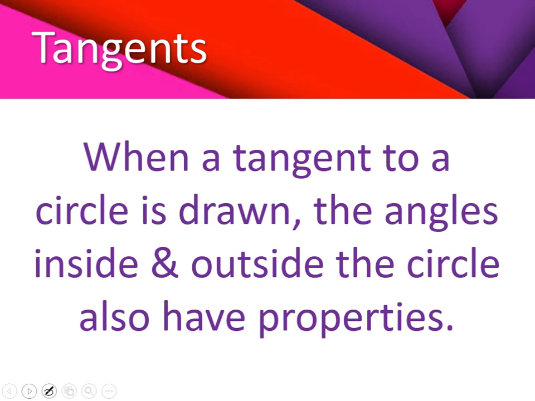Now we will discuss the properties of tangent. When a tangent to a circle is drawn, the angles inside and outside the circle also have properties. So we have a few more properties also. Till now we have discussed 4 properties. The first one was same segment. The second one was angle at the center is twice angle at the circumference. Then we discussed the semicircle property. Then we discussed cyclic quadrilateral.